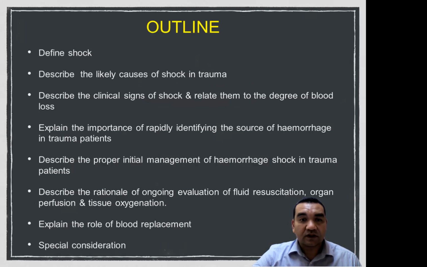The outline. First, we will define shock. We describe likely causes of shock in trauma. We describe signs of shock and relate them to the degree of blood loss. Explain the importance of identifying the source of hemorrhage. Describe the proper initial management of shock in trauma patients. Describe the rationale of ongoing evaluation of fluid resuscitation, organ perfusion, and tissue oxygenation. And lastly, we will explain the role of blood transfusion.